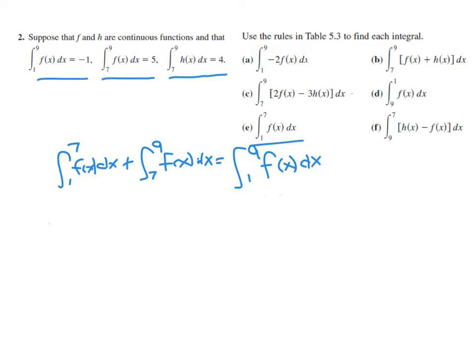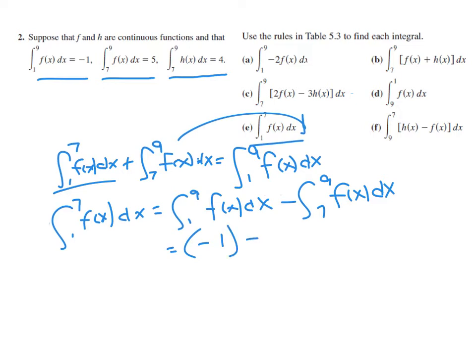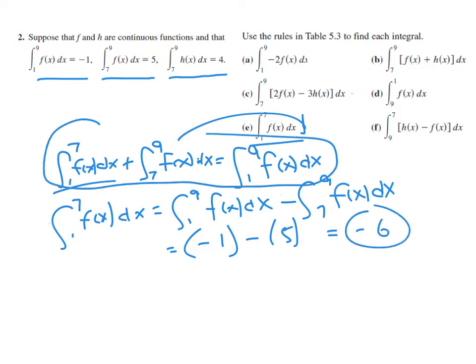So there we go. So what is the integral from 1 to 7 of f of x dx? It's going to be the integral from 1 to 9 of f of x dx minus, because I'm going to subtract this over, the integral from 7 to 9 of f of x dx. And then now I can grab my values. Negative 1, 7 to 9 of f is 5, so I wind up getting negative 6. So we can look at these as kind of like algebraic equations. Each of these has a particular value, so I can set up the equation and then solve.